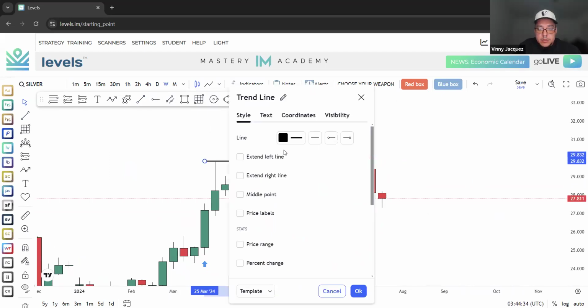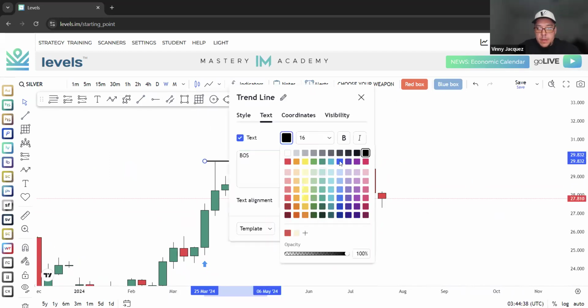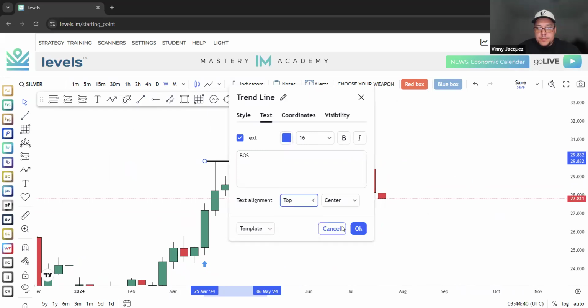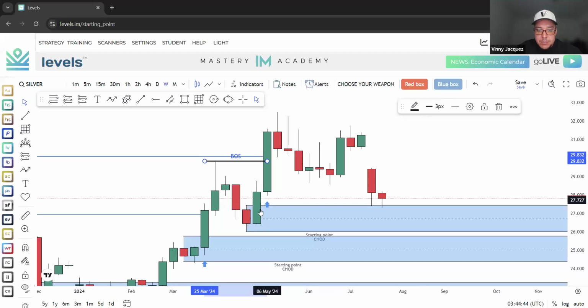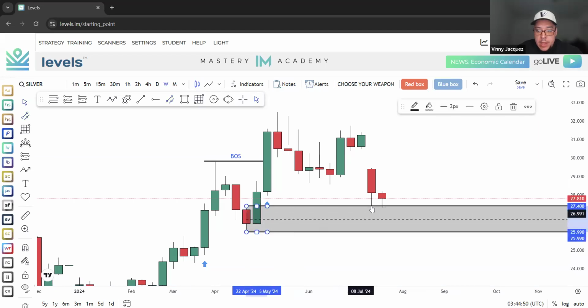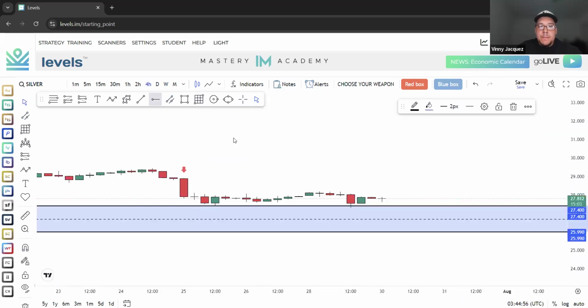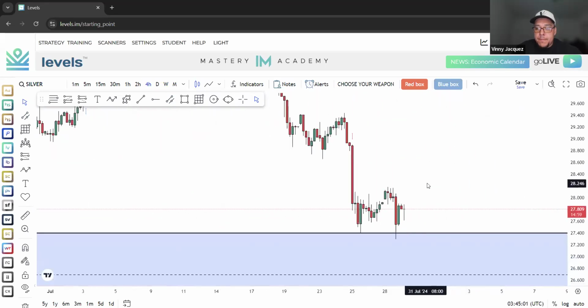We have a BOS. Now, we have a blue arrow. If we match that with the blue box, levels is telling me we have a starting point right here. And look, market has touched that, and that's totally fine. But let's go ahead and dissect, guys.